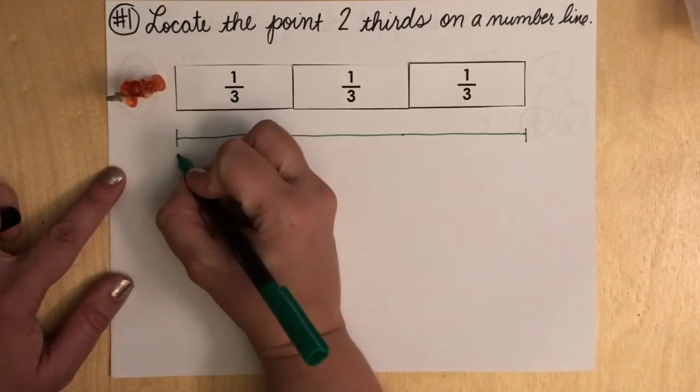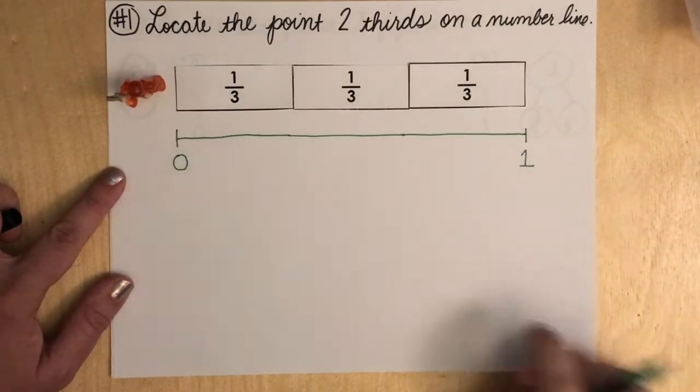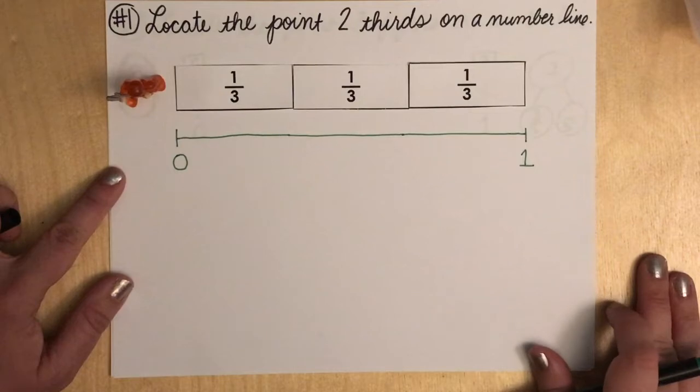Then I want you to label your tick marks 0 and 1. So we're going to be looking at that space between 0 and 1 on our number line. Go ahead and do all this and press pause and press play when you're done.